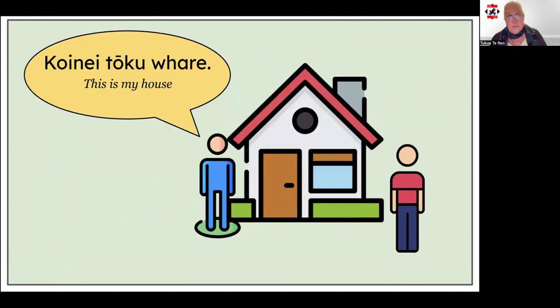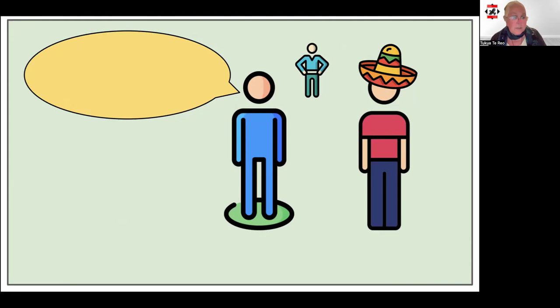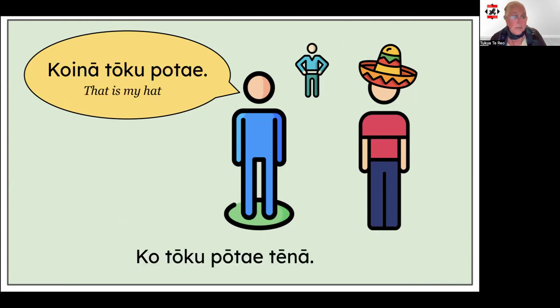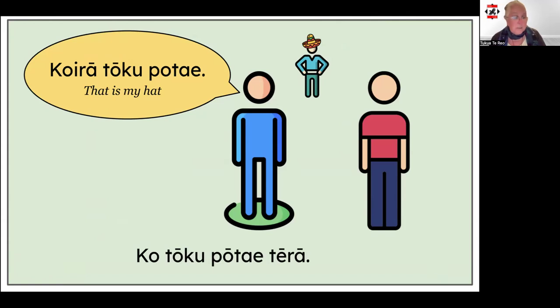A few examples of these now. Konei tōku whare. This is my house. Just a different way of saying ko tōku whare tēnei. Here's another one. Koinā tōku pōtai. That is my hat. And the last one, koirā tōku pōtai. That is my hat, which is another way of saying ko tōku pōtai tērā.